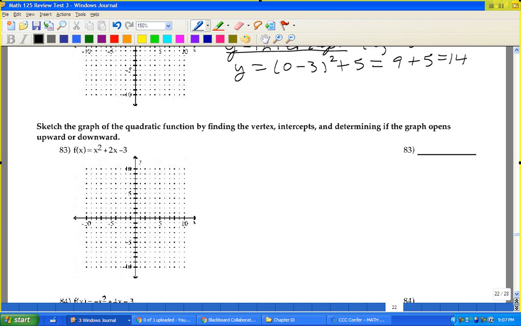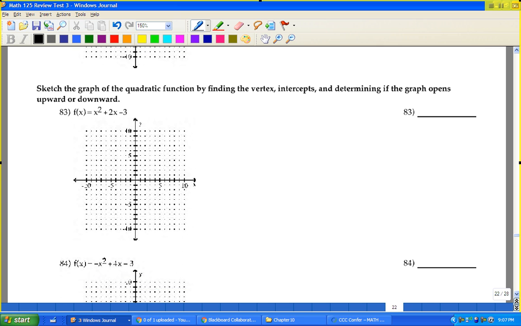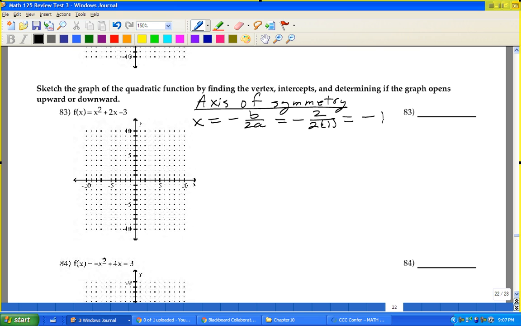Sketch the graph of the quadratic function by finding the vertex, intercepts, and determining if the graph opens upward or downward. Also basically doing the same thing that we've done. Okay, so let's find the axis of symmetry as a first step for finding the vertex. So x equal negative b over 2a. So b is 2, a is 1, and so I get a negative 1.